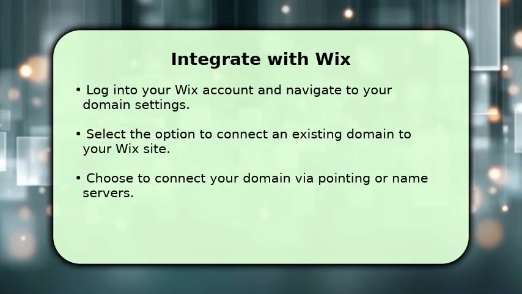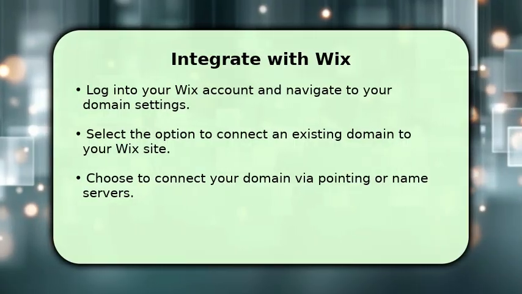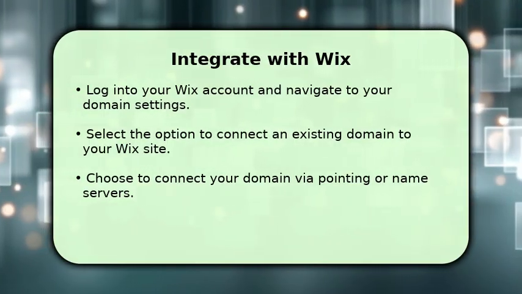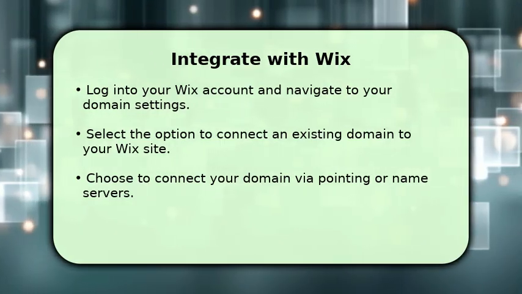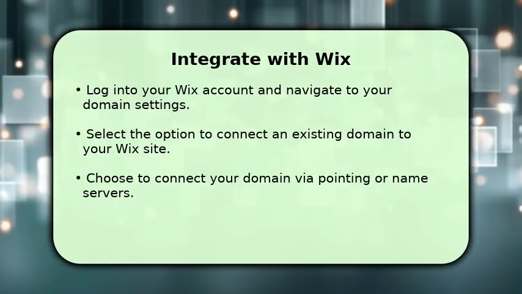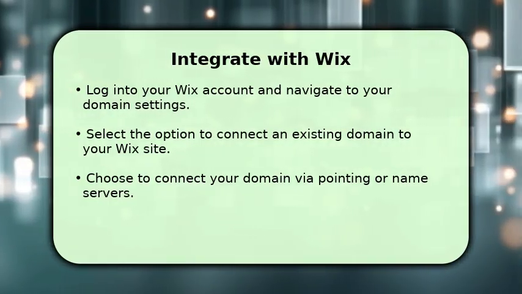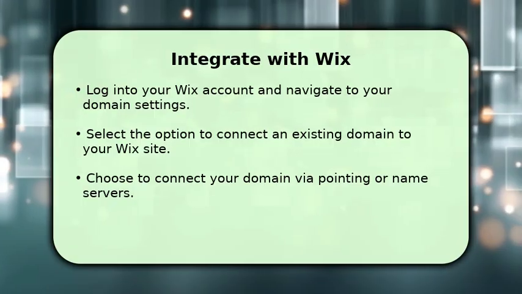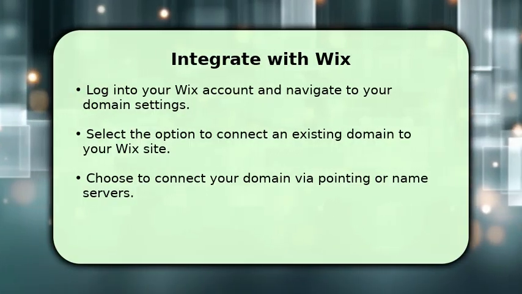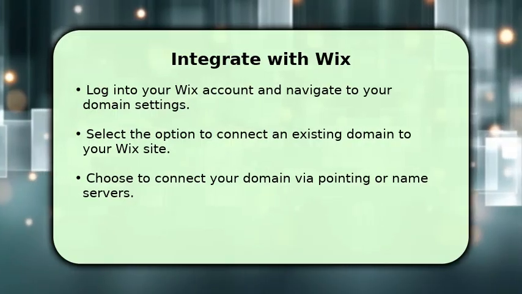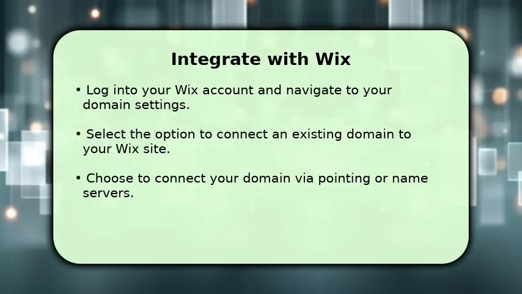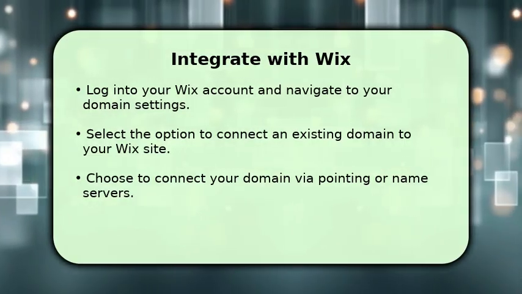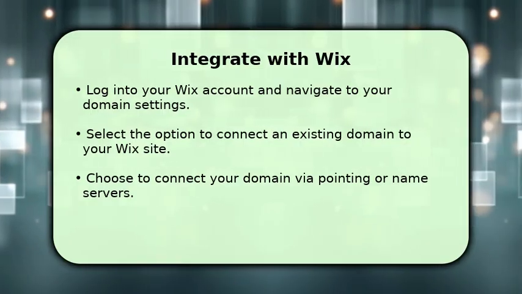Now, let's integrate your Google Workspace email with your Wix website. Log into your Wix account and go to the Domains section. Select your domain and choose to manage its DNS records. You will need to add the MX records you obtained from your Google Admin Console. Carefully input each of the 5 MX records, ensuring the priority values are correct. This step tells Wix where to send emails for your domain, linking your professional email to your site.